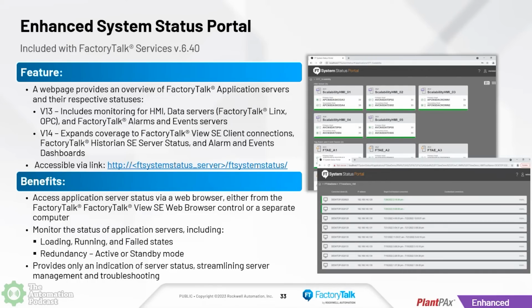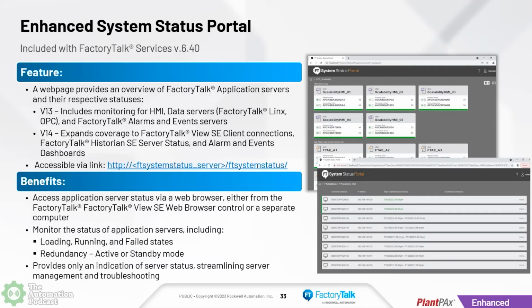This one I want to spend a little bit of time on as well. I'm not sure how many of our listeners out there are actually aware of the system status portal. But in general, the feedback is that people are not aware of it, so I would like to spend some time here. The system status portal is a web page that basically shows you the overall health of your system. It was introduced in FactoryTalk Services version 6.3 and 6.3.1, where they created this system status portal, which will look at the health of things like HMI servers, data servers, and FactoryTalk Alarm and Event servers.